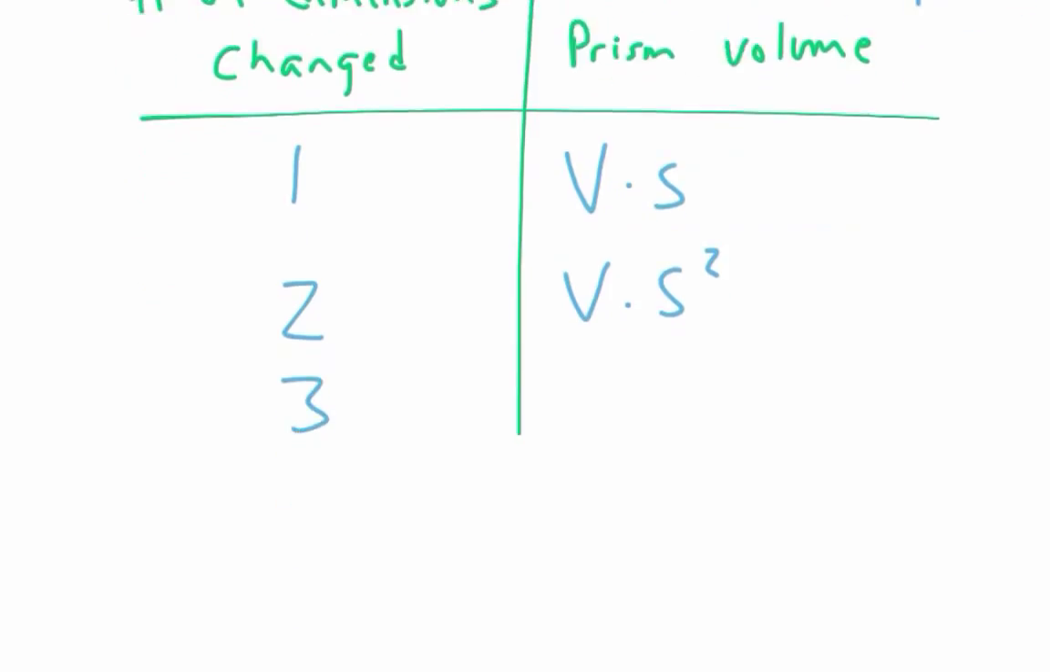If you're changing all 3 dimensions, then it's going to be the volume times the scale factor cubed. Because if you're making something 4 times as tall, that'd make 4 times the volume, but 4 times the width is another times 4, and 4 times the depth is another times 4. So you'd get it being 64 times the original volume.